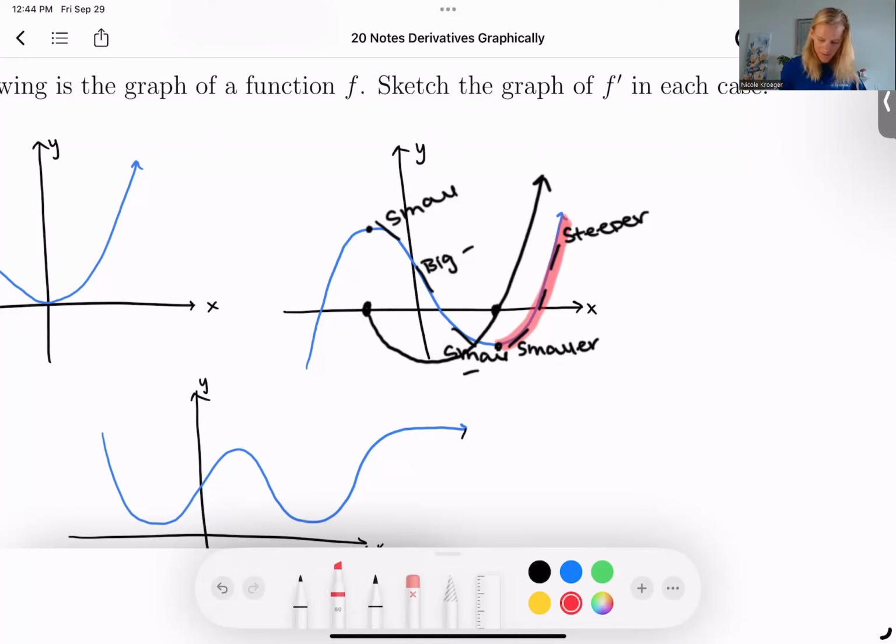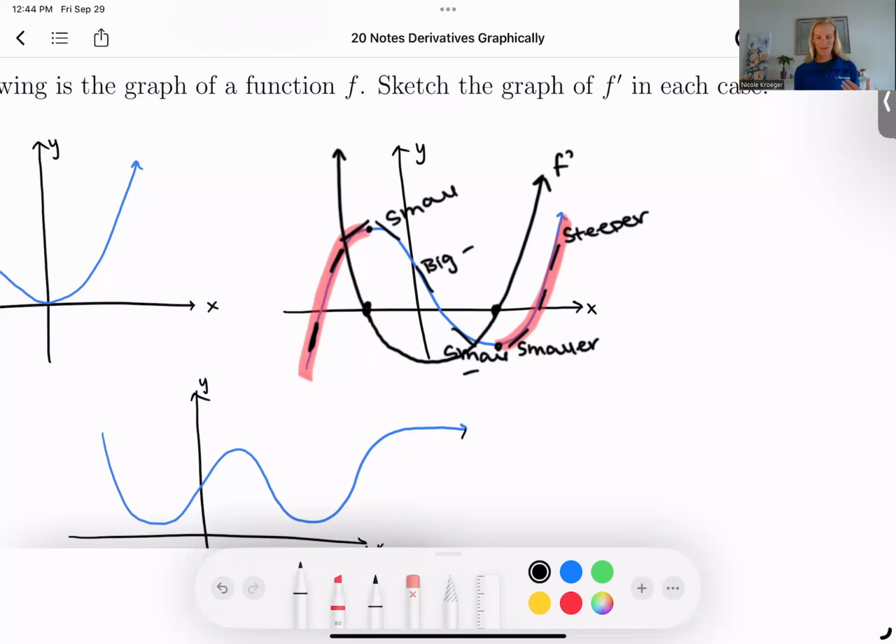The same thing is going to happen on the other side. If I look at the slopes here, I have a small positive slope, a bigger positive slope, a really big positive slope. So the y values of the derivative should be small positive numbers getting bigger. So maybe something like this. This is the graph of the derivative. The y values on the graph of the derivative are telling us the slopes of the original function.